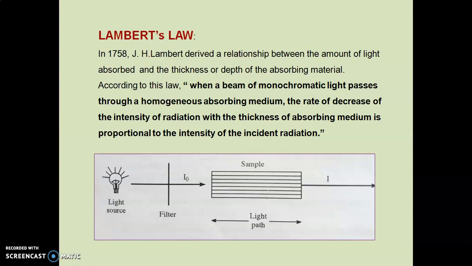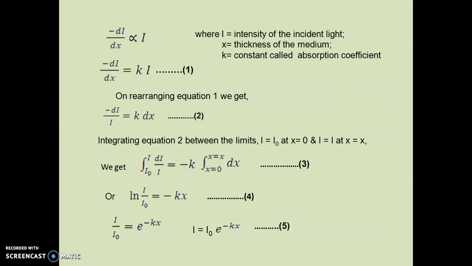I0 is the intensity of the incident radiation. This incident radiation passes through the sample and the light which is transmitted is shown by the letter I. Mathematically, this law can be written as minus dI by dx is proportional to the intensity of the light I. Now if you remove the proportionality sign, the equation becomes minus dI by dx is equal to k into I, where k is a constant which is called absorption coefficient. x is the thickness of the medium and I is the intensity of the incident light.